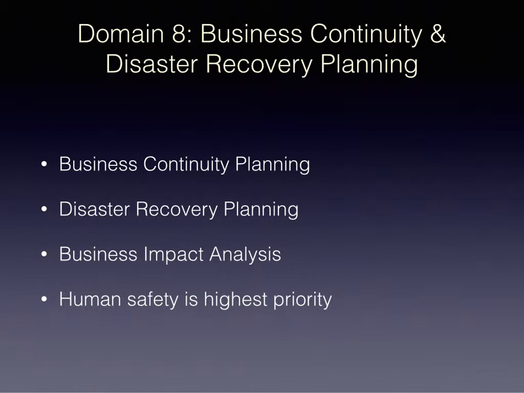And one thing that's very important to take away is that human safety is the highest priority. Regardless of the business critical processes and the technology involved, safeguarding our employees, our customers, and anyone else that might be on the premises is our number one concern when planning for business continuity events.